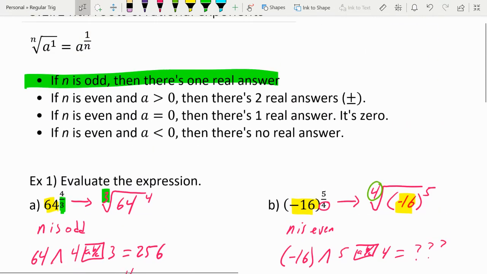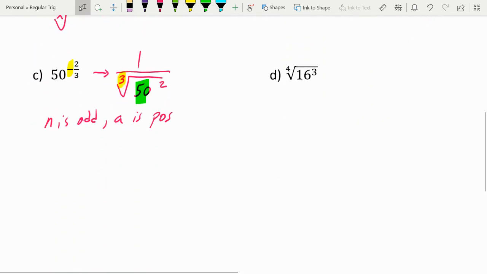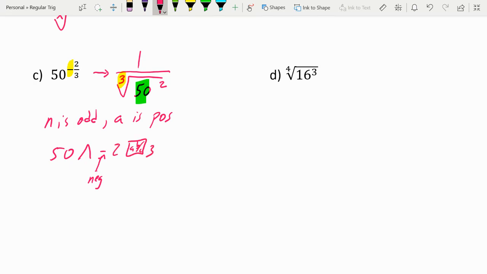Well, since N is odd, there's going to be one real answer. So you grab your calculator, type in 50. All right. Remember, like this. And now, because we have the negative exponent, you'll type in the negative sign, the one that's below the 3 in parentheses, not the subtraction, because your calculator is not going to like that. All right, so the negative, and then to ABC 3, and you're going to get approximately 0.07.